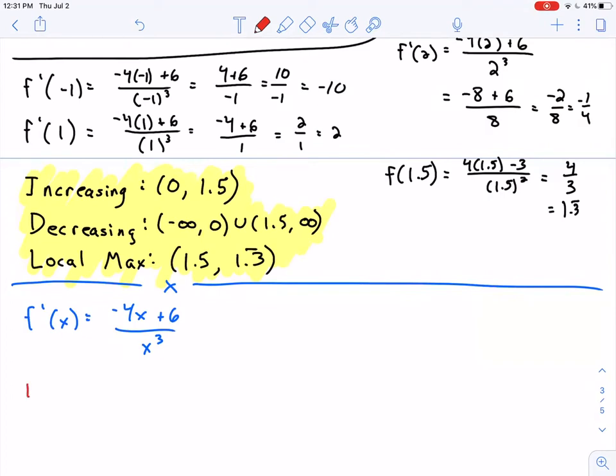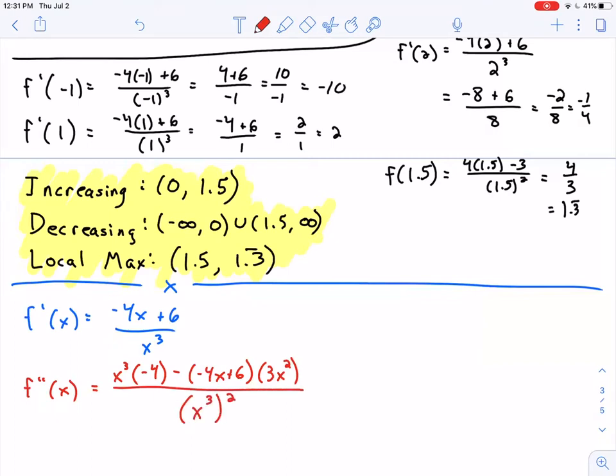So lucky us, we get to use the quotient rule yet again. f double prime of x here. Let's see, low, that'll be x cubed. D high, derivative of my numerator is negative 4. Minus high, that's negative 4x plus 6. D low, derivative of my denominator, that is 3x squared. Square the bottom, here's x cubed squared. And away we go. So let's simplify this.